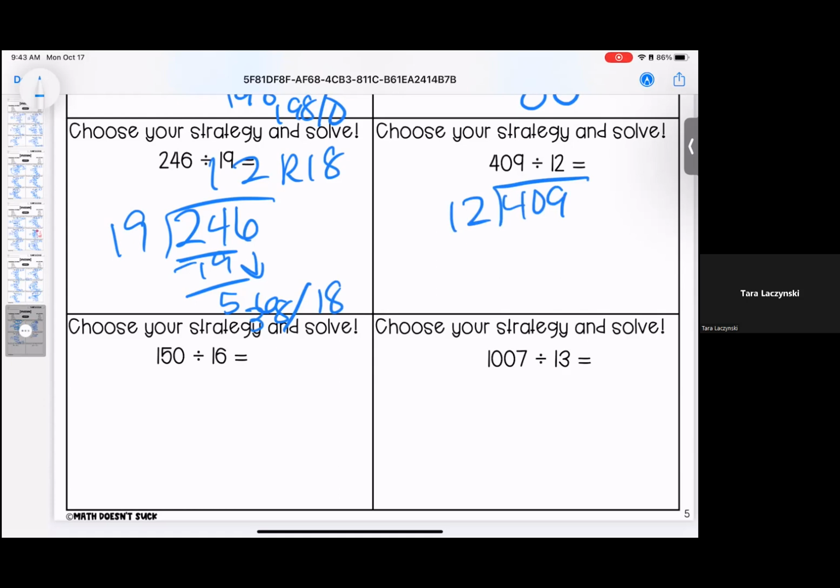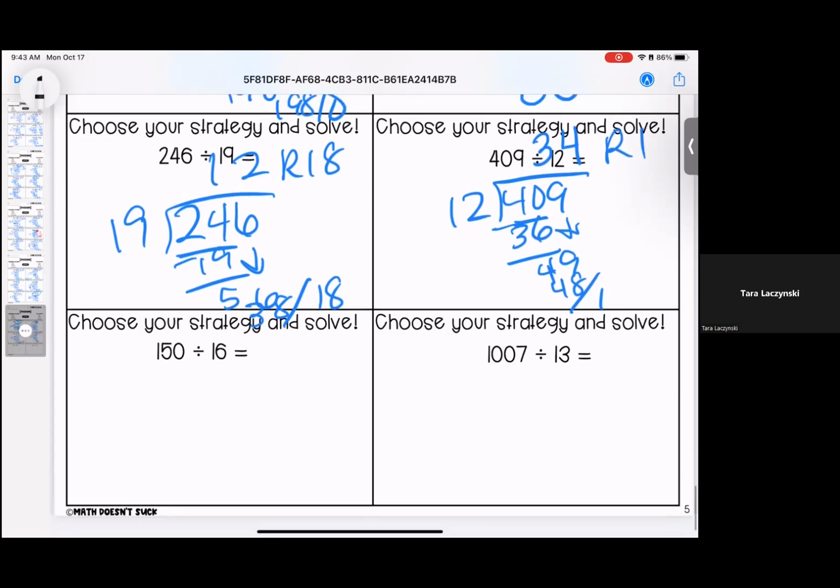409 divided by 12. I know my 12s, at least most of us know our 12s, so I'm going to use that. So I know that 12 can go into 40. If I skip count by 12s, I have 12, 24, 36. I'm going to go with 36. I subtract, I get 4, I bring down my 9. 12, I'm going to say it goes in another 4 times, because 12 times 4 is 48. 34 with a remainder of 1.